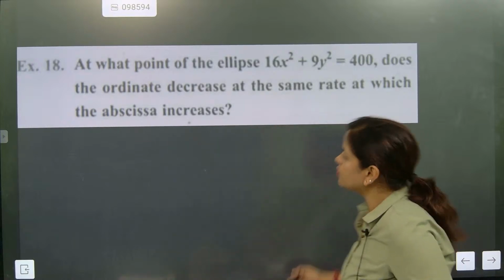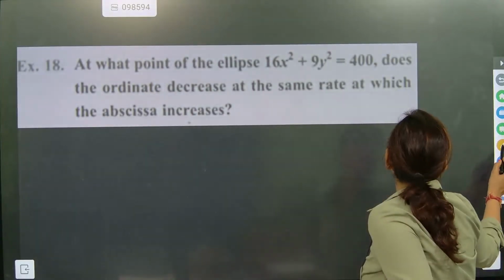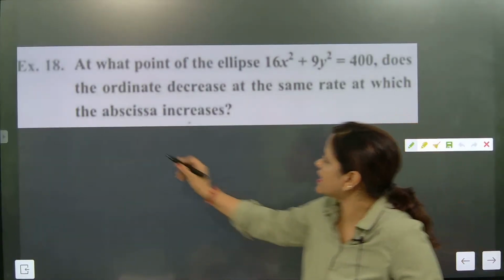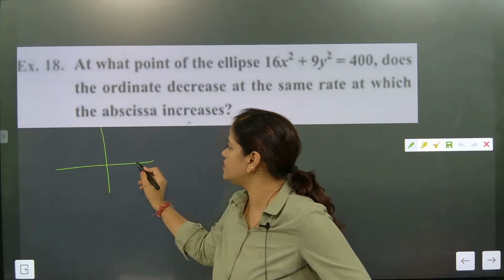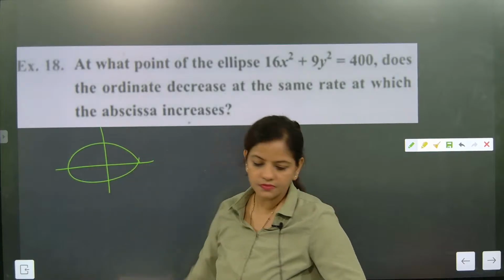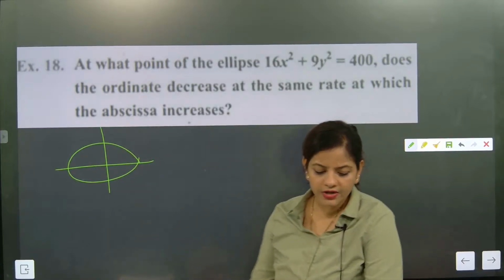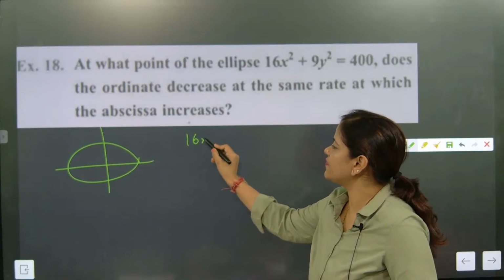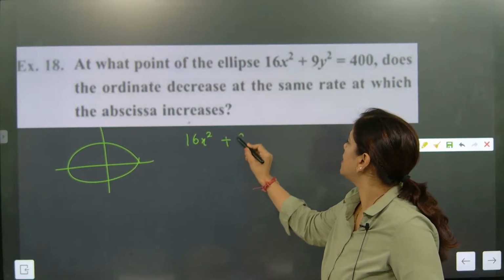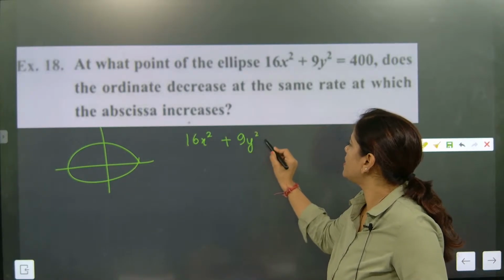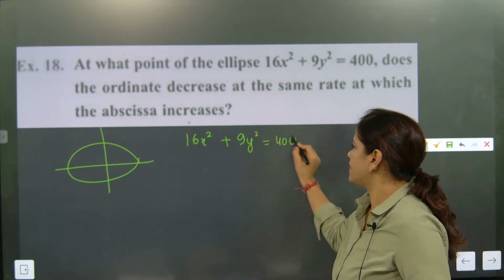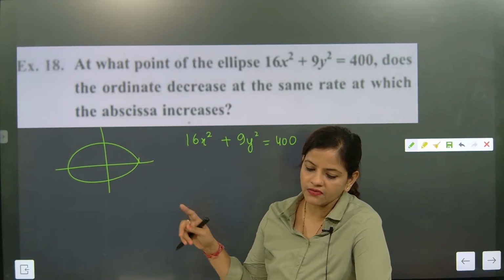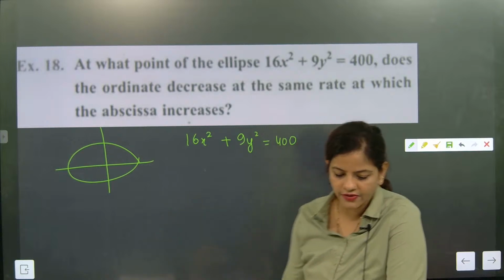So already we know what the ellipse will look like. Just check this one out. This is the ellipse. Now, what they're talking about: the ellipse equation they have given. What is the equation of the ellipse given? 16x square plus 9y square equal to 400 is given to you.